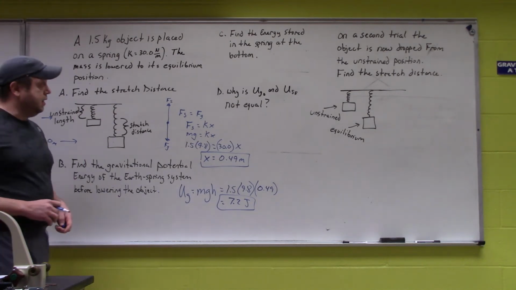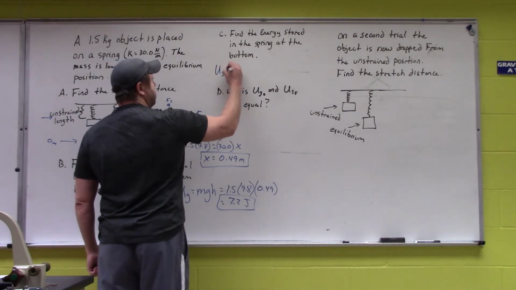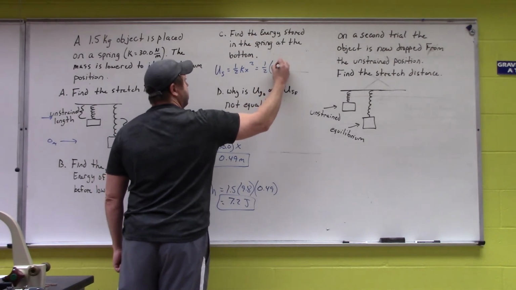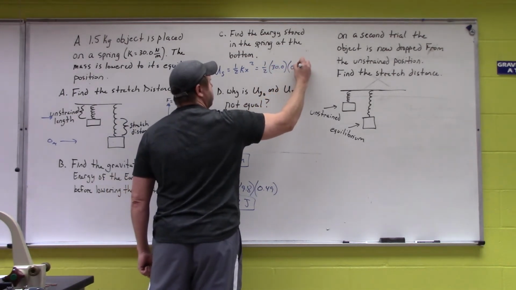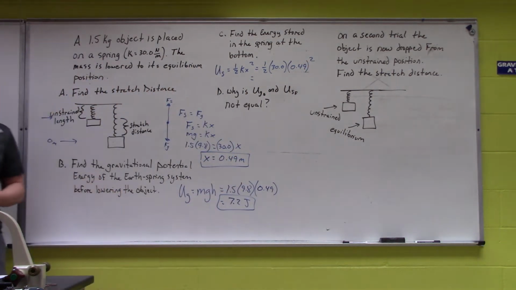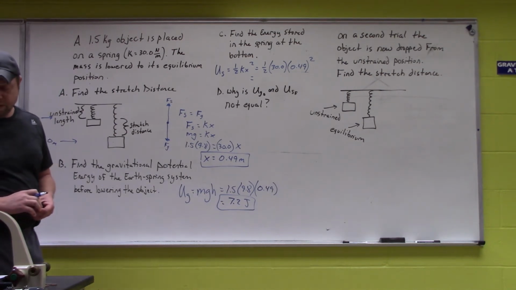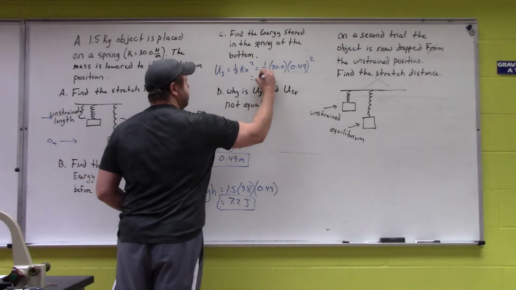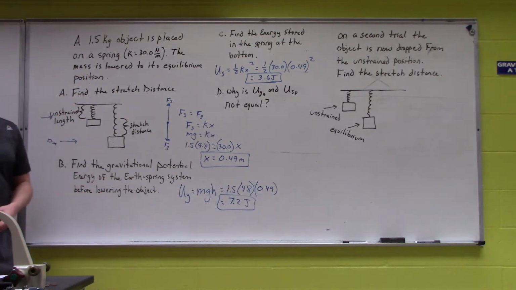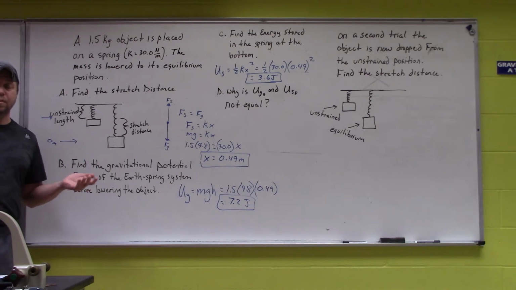Now, when we calculate the actual energy stored in the spring at the bottom, and we set up our equation with our energy of a spring of 1/2 kx squared, where we take 1/2 times 30 times our stretch distance squared, we only get an energy of 3.6 joules instead. So at the unstrained length, the actual energy in the Earth spring system is lower.